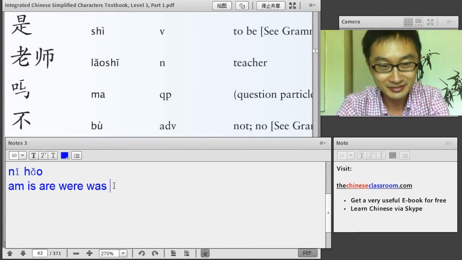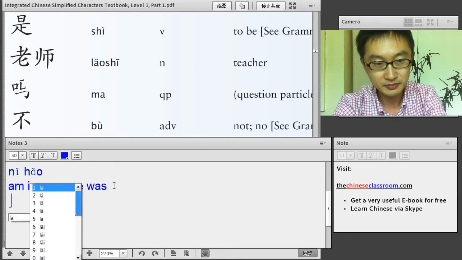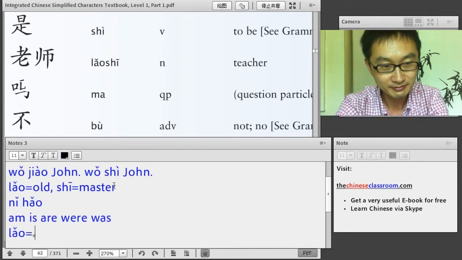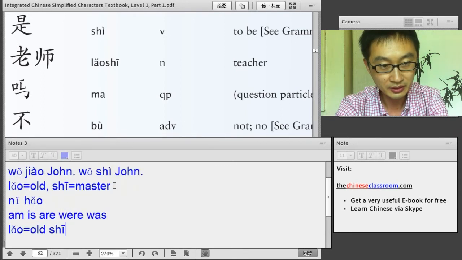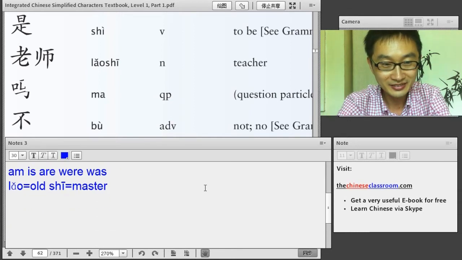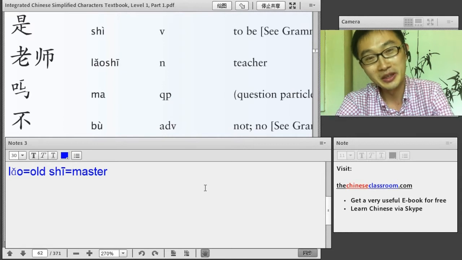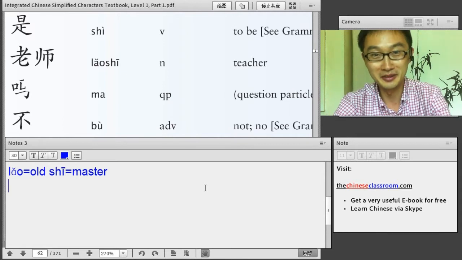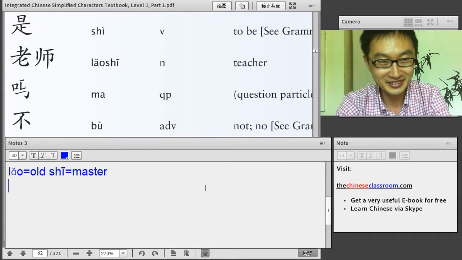Then 老师. Literally, 老 means old. Sorry, make it bigger. 老 means old. And 师 means master. 老师 together, old master. Of course, normally in old time, at least the teacher is older than you, so that's why they know more than you. Okay, so 老师 old master, teacher.